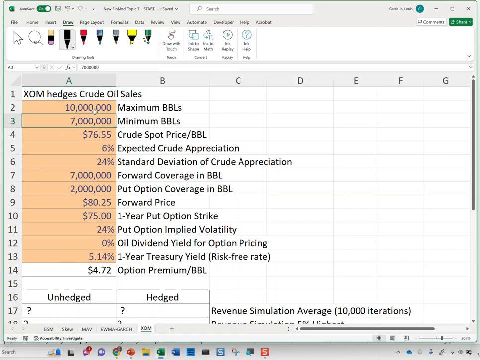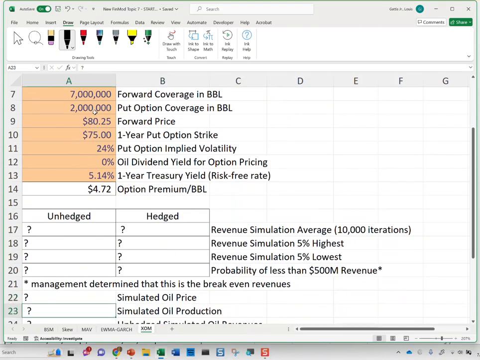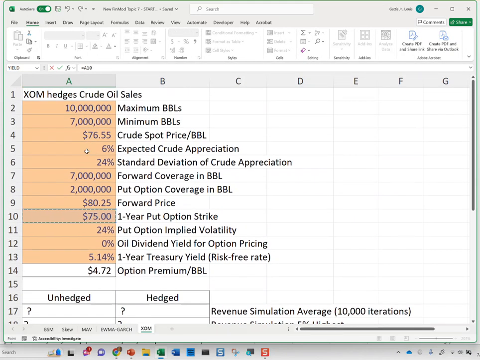So here are my parameters, and we'll go ahead and start calculating the simulated oil prices and simulated oil production. We're going to use the random walk model for oil prices. That's the spot price of oil, which is 76.55, times 1 plus the expected appreciation, 6%, plus NORM.S.INV(RAND()), times the standard deviation.